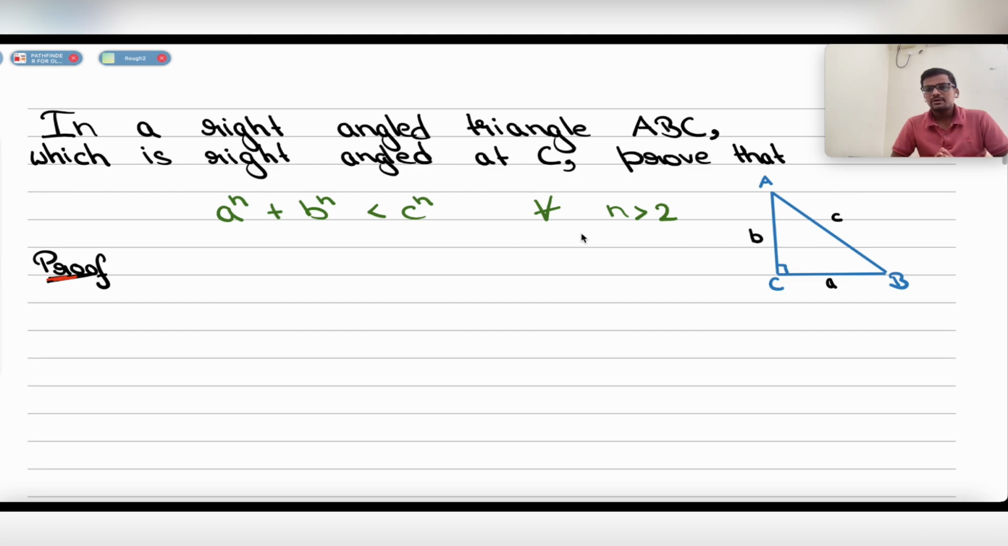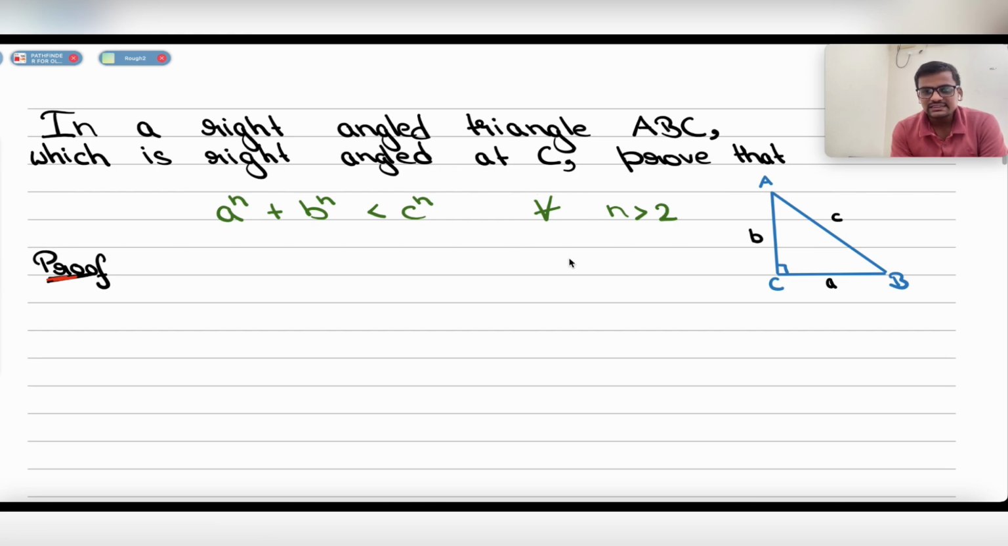So this inequality problem is based on a right angle triangle which is right angled at C, meaning angle C is 90 degrees. Then we have to prove that a to the power n plus b to the power n is always less than c to the power n for all n greater than 2. So this is my right angle triangle, 90 degrees at C. C is the length of the hypotenuse and A and B are the lengths of the other sides.